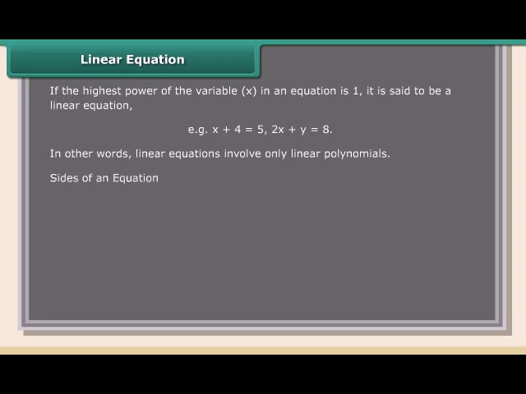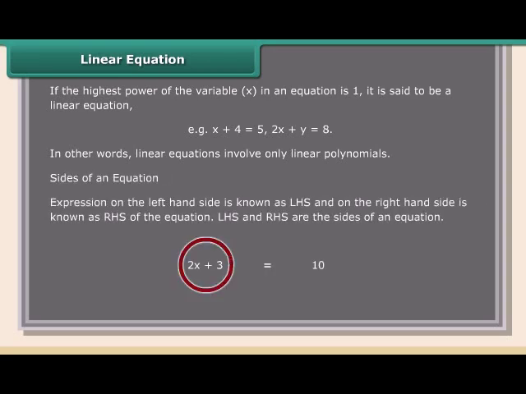Sides of an equation. The expression on the left-hand side is known as LHS, and on the right-hand side is known as RHS of the equation. LHS and RHS are the sides of an equation.